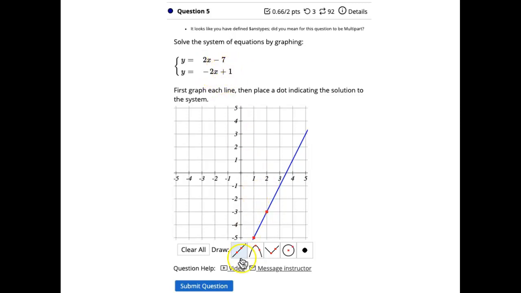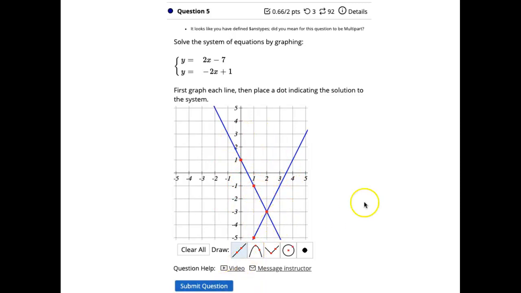Now I need to graph my other line. In this one, I'll start at +1 on the y-axis, because that's my y-intercept right there at +1. From there, my slope is -2 over 1, which means I'm going to go down 2 from there and then right 1. Okay, so there are my two graphs, but I'm not done at this point.